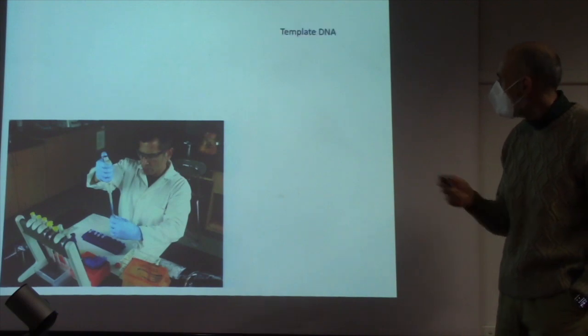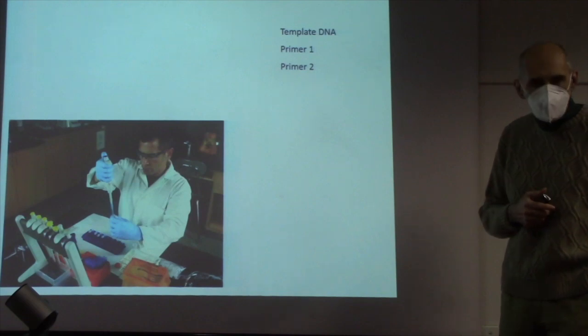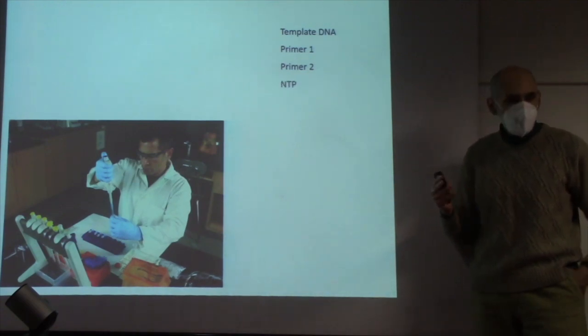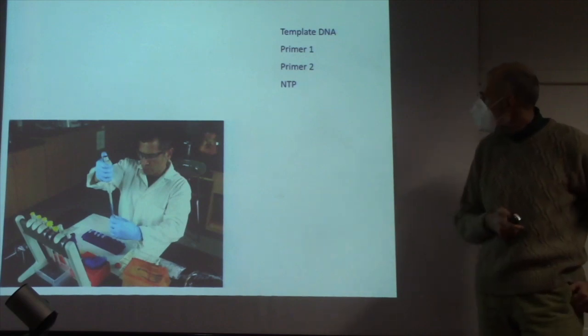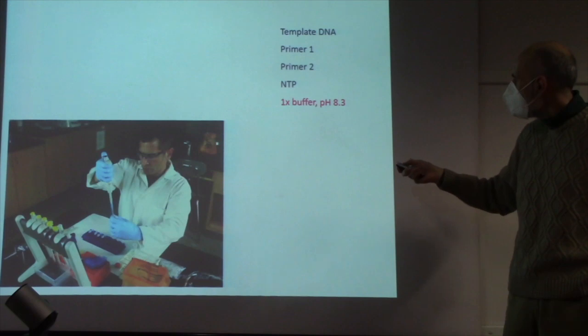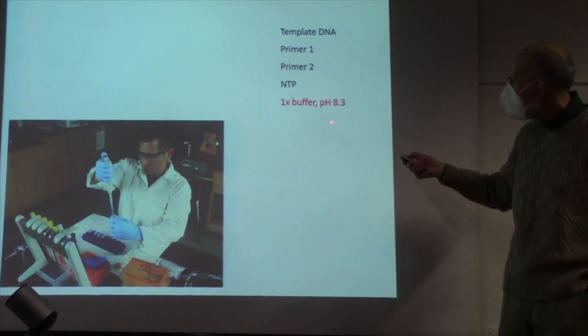I think you know. You need a template DNA, you need 2 primers, you need nucleotide triphosphates, which are the building blocks of DNA, and the reaction, of course, you need a polymerase, and the reaction takes place in a 1x buffer at the time with this polymerase at pH 8.3.